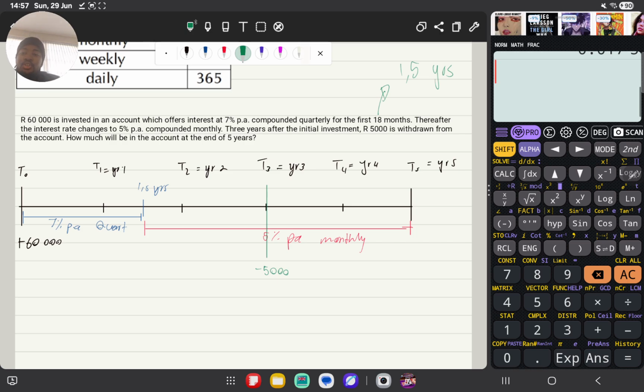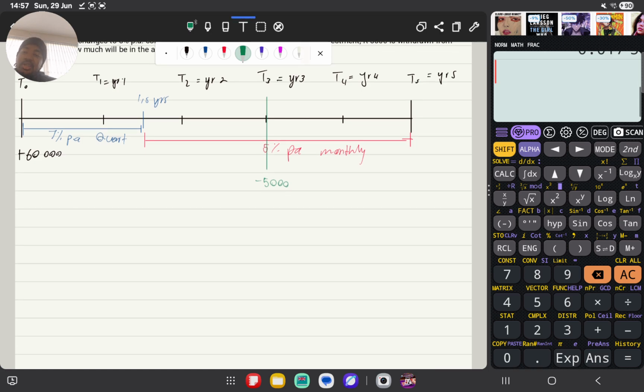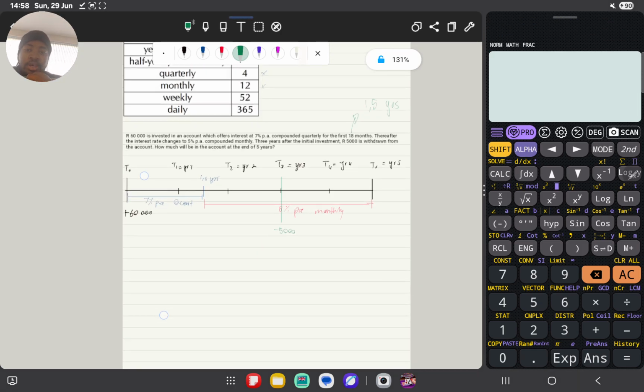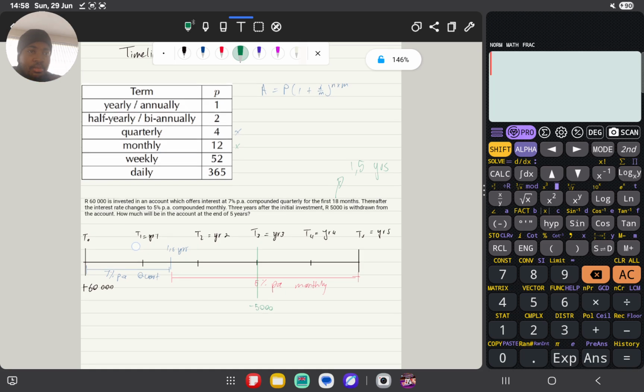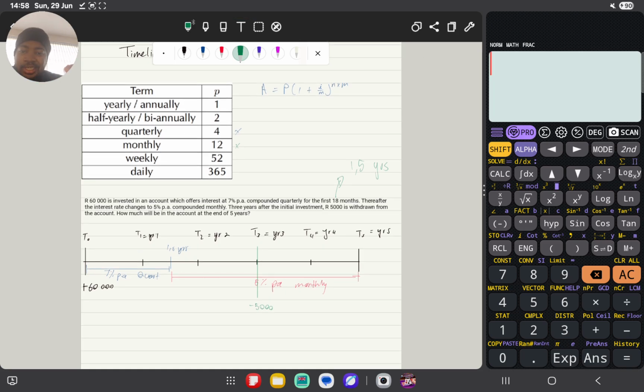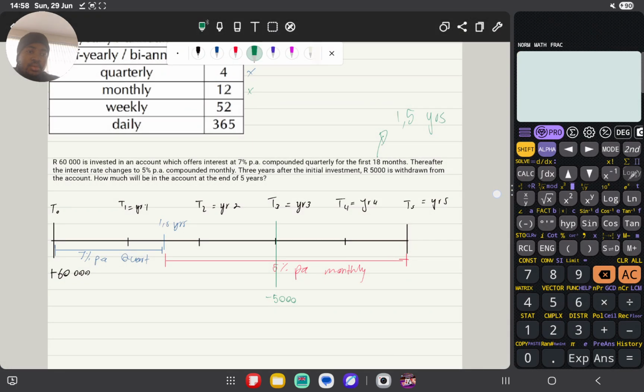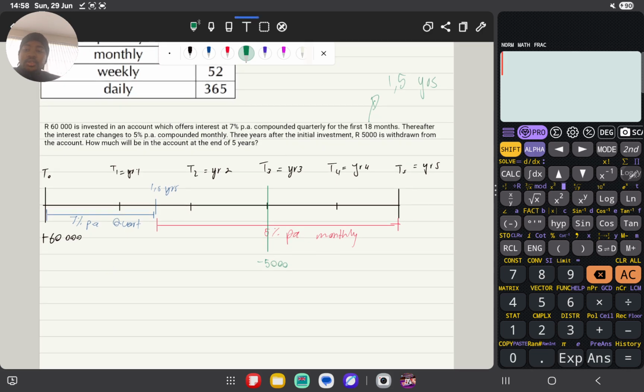Cool. So let's work this out. So the first calculation I'm gonna make is for year 0 to year 1.5. During that time, man, these ads are bothering me. Yeah, I had the Wi-Fi on and there were some weird ads coming up there. Cool. We are ready to move.